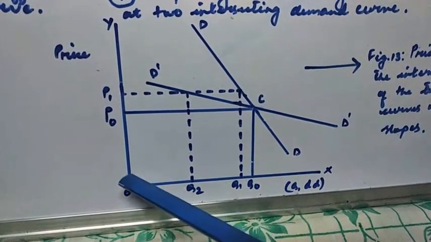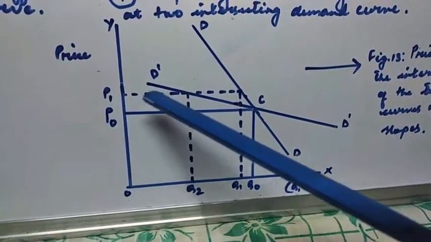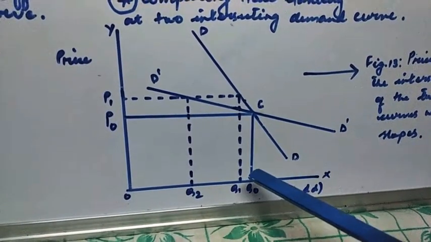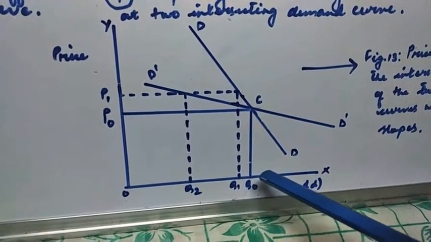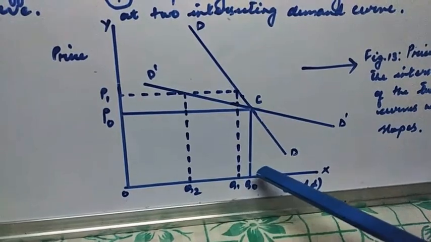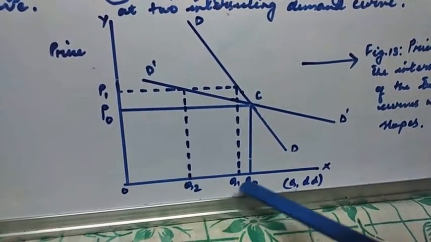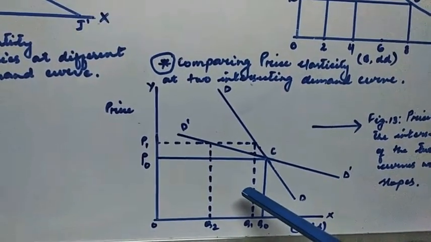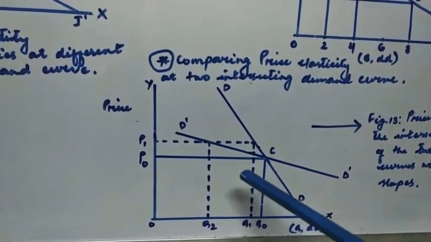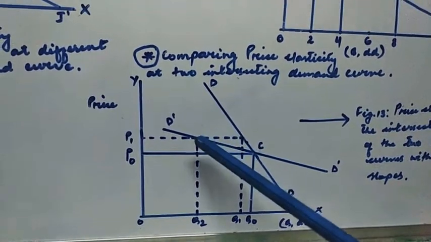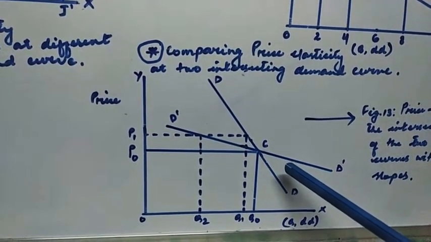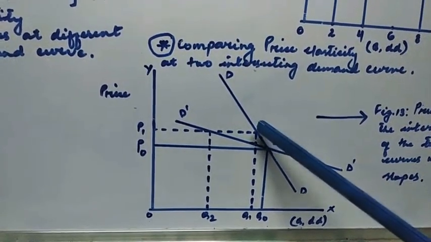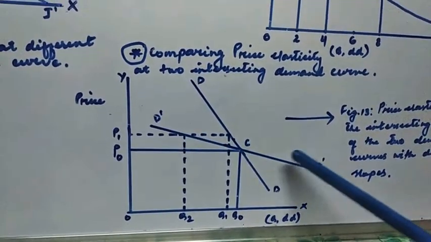But when price has increased for a demand curve which has a flatter nature, the quantity demanded is OQ0, OQ2. So the shift or the change in quantity demanded is very huge. So we can conclude and say that, if two demand curves intersect, at their point of intersection the price elasticity is greater along the flatter demand curve.